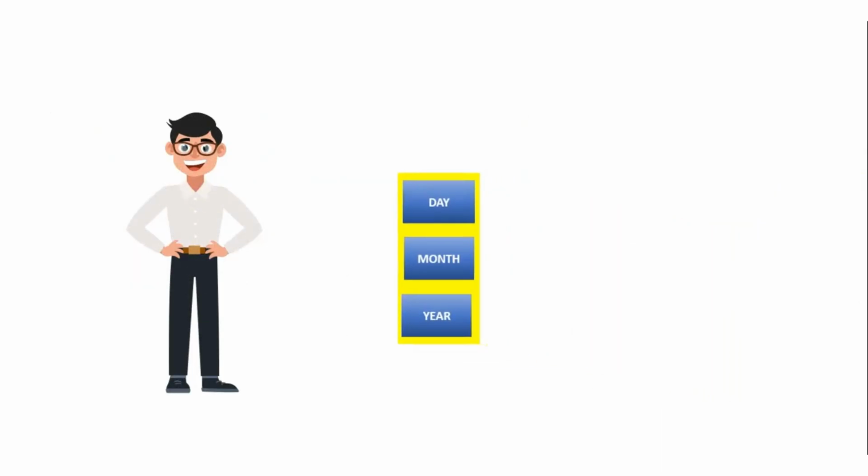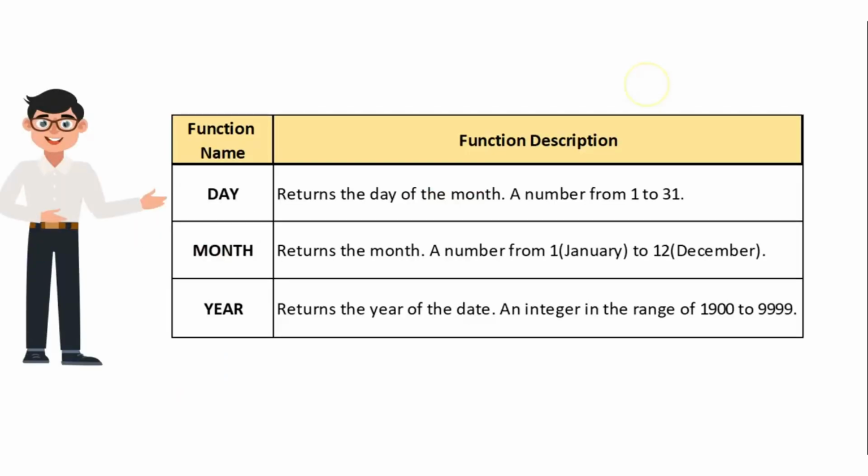So let us now start our session with the discussion on the function description for the mentioned functions. Starting with the day function, it returns the day of the month from a given date. It can have number values from 1 to 31.